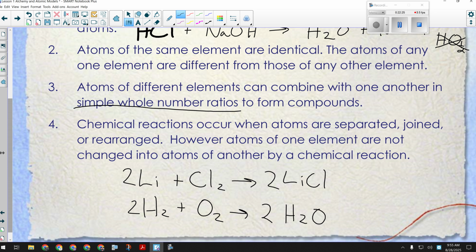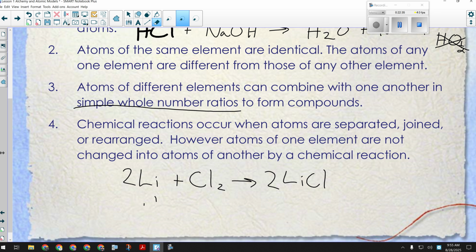Whoop, sorry, I wrote the wrong way. It's supposed to go the other way. Okay, I could separate water, so 2 waters, into hydrogen and oxygen. So there's joining, there's separating, and the other reaction would be rearranging.